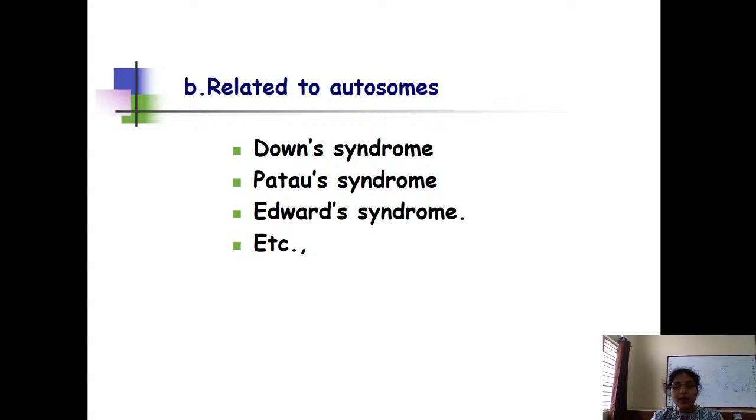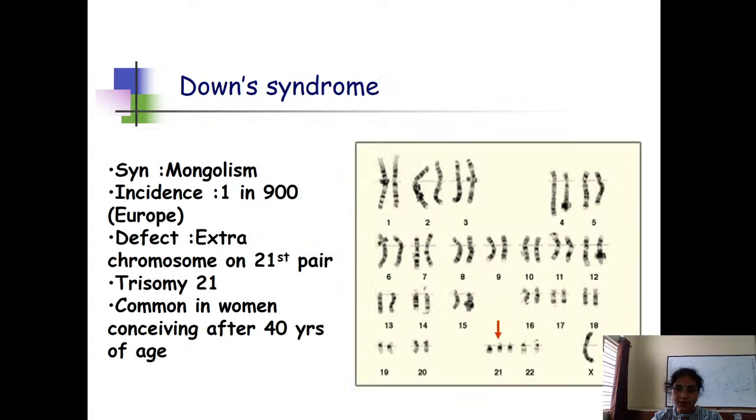Next, we have examples of genetic disorders related to autosomes. They are Down syndrome, Patau syndrome, Edwards syndrome, etc. This, I think, you will be learning more in pediatrics. But this is just a glance of what genetics is all about and what the genetic diseases are.